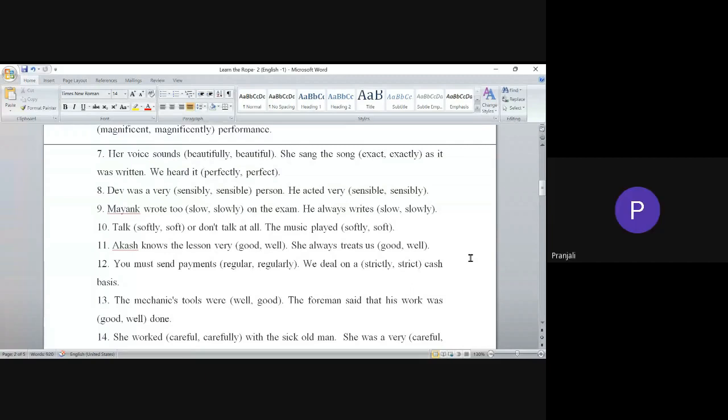Hello, ma'am. Am I audible? Yes, you're audible. In the thirteenth sentence, the mechanic's tools, I don't understand this question. Can you explain? What do you not understand in the question? The mechanic's tools were well or good. What did we use here, well or good? The mechanic's tools were good. You're talking about tools. You don't usually say tools were well.